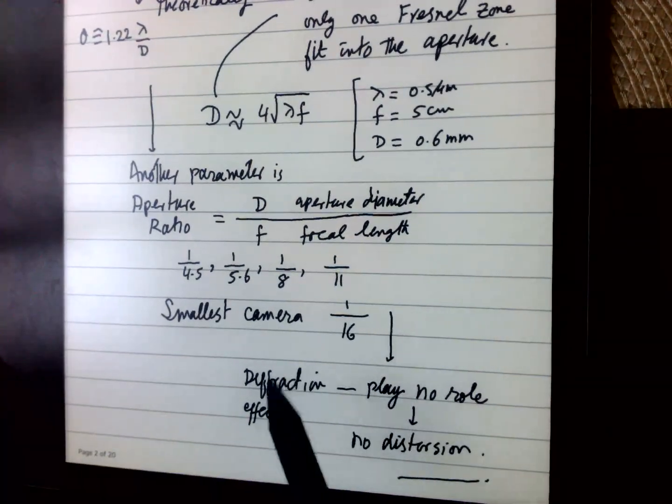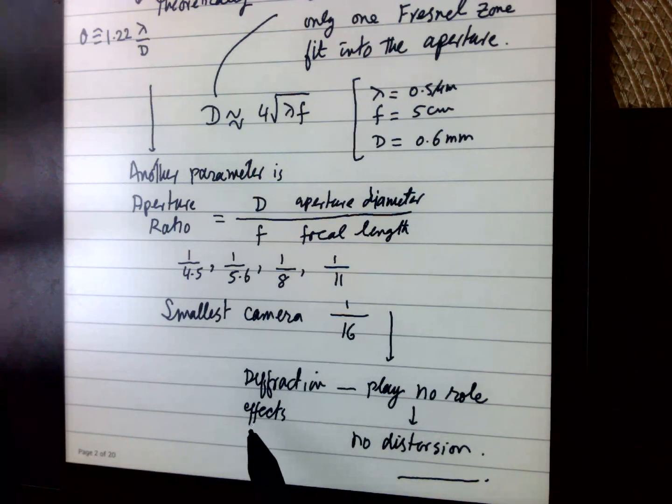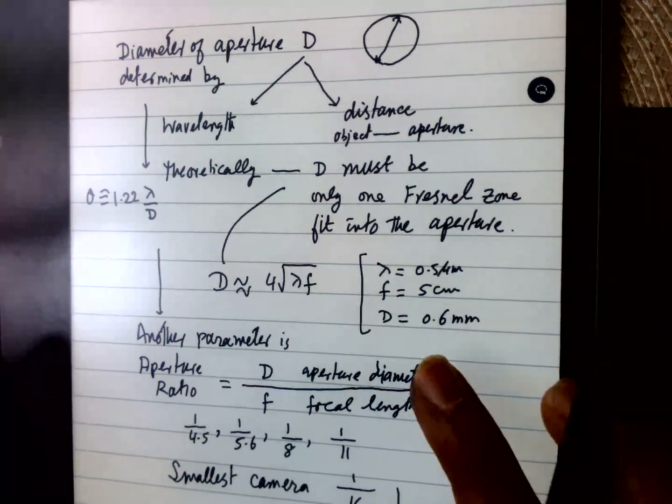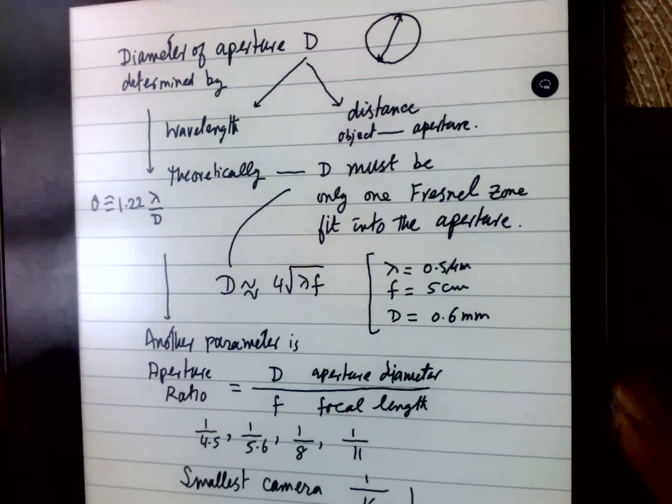So that means diffraction effects, which are a cause of optical distortion in the image, will play no role, and the distortion will be minimum. So that's why the diameter of the aperture should be smallest, so that the camera should behave like a pinhole camera.